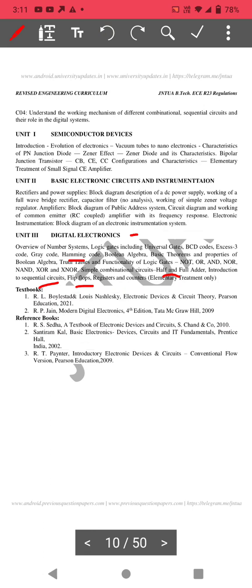Number system conversion, gray code, Hamming code. In these two, you will definitely get one code in the exam. Whereas in Boolean algebra, you have to learn all theorems and all the properties, simple formulas based on the OR gate, NOT gate, like A into A dash, and the truth tables. Next, combinational circuits, half adder and full adder. Next, introduction to flip-flops, registers and counters, these three. These are the important topics.